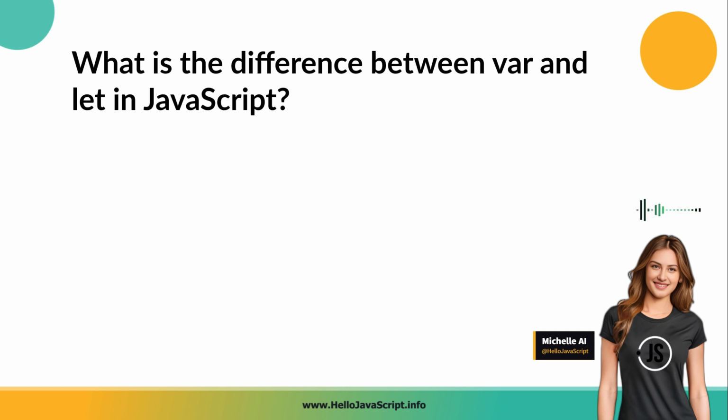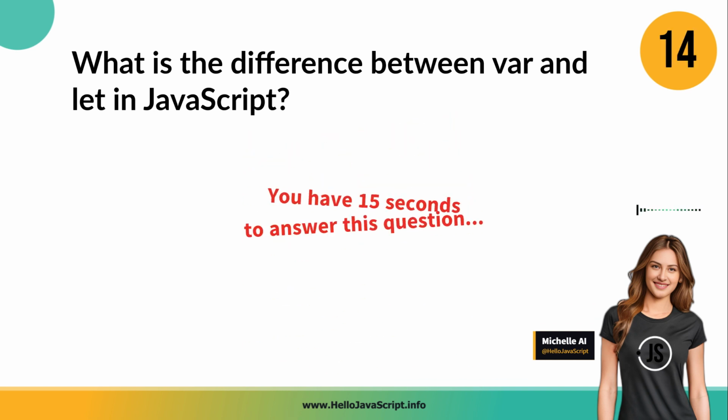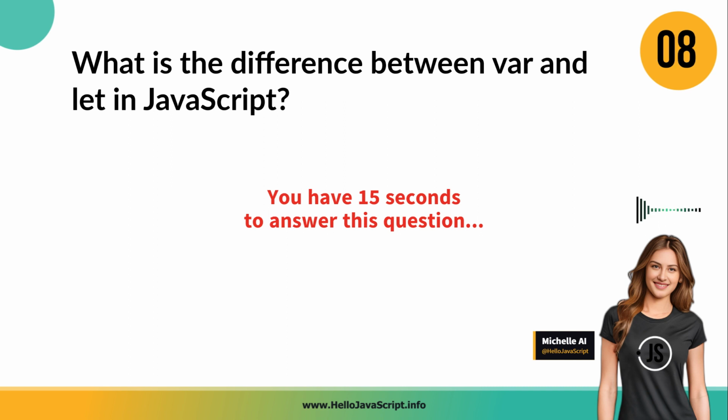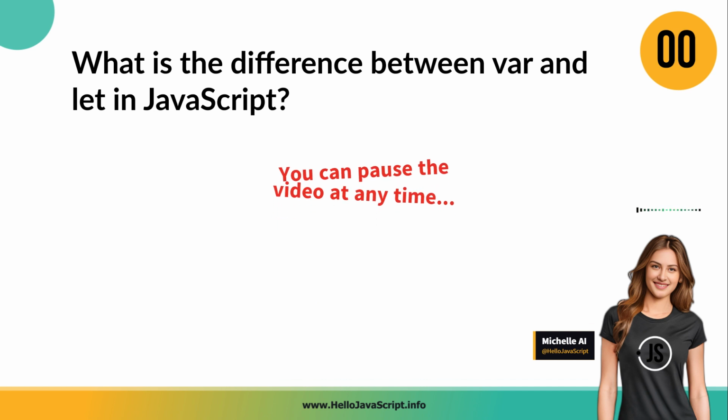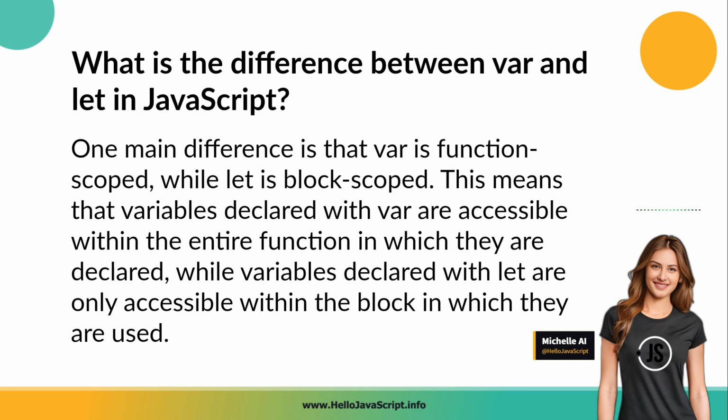Let's look at the next question. What is the difference between var and let in JavaScript? The correct interview answer is: one main difference is that var is function scoped, while let is block scoped. This means that variables declared with var are accessible within the entire function in which they are declared, while variables declared with let are only accessible within the block in which they are used.